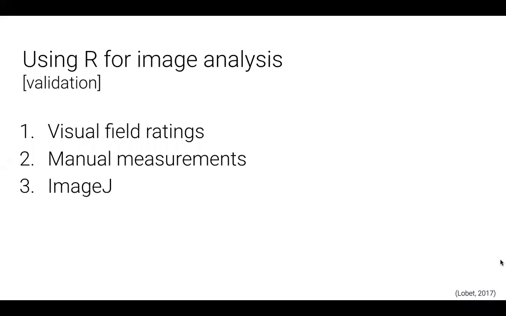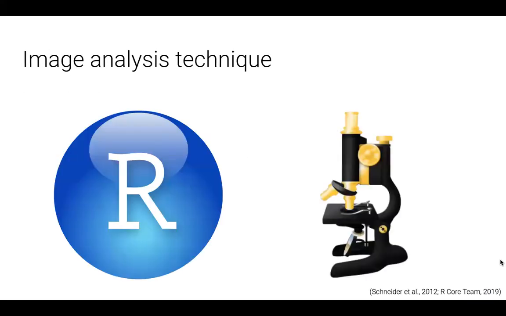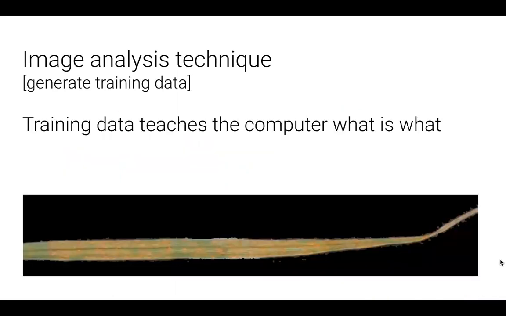So for the image analysis system, finally, we used the visual field ratings, the manual measurements, and ImageJ to validate our computer measurements. And we used R language and ImageJ to generate training data. So it's these two open source programs. And the first step in the process that I use is creating training data, so teaching the computer what is what.